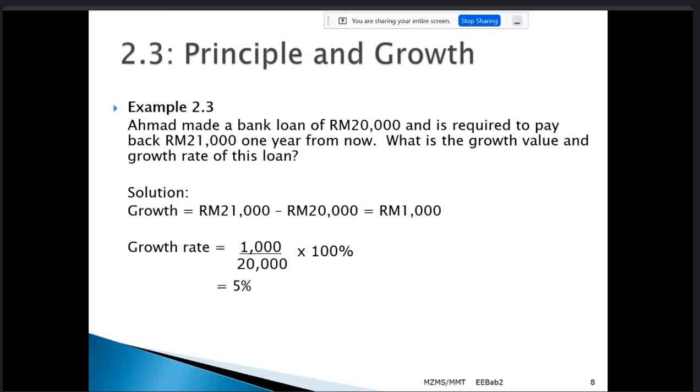Similar if you make a PTPTN loan. Who uses the PTPTN service? Anyone get the PTPTN loan to continue your study? No. Ada tak? Kenapa you all passive? Ada yang tak pernah datang? Oh tak, okay.